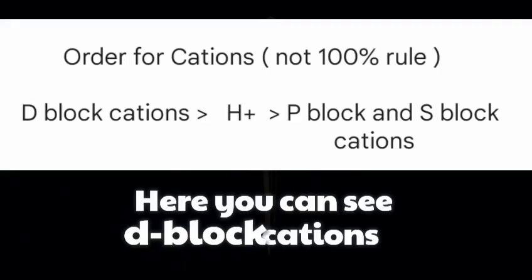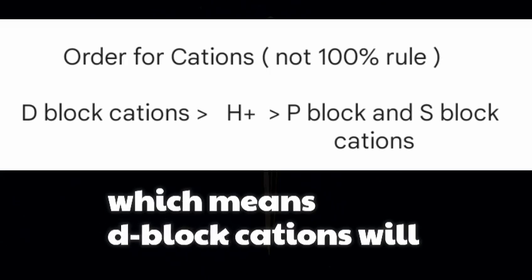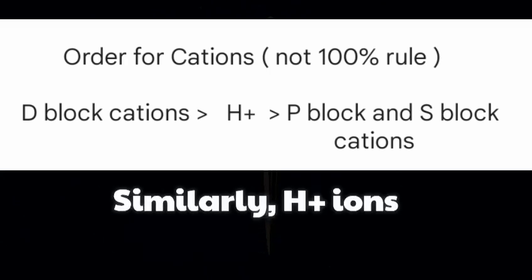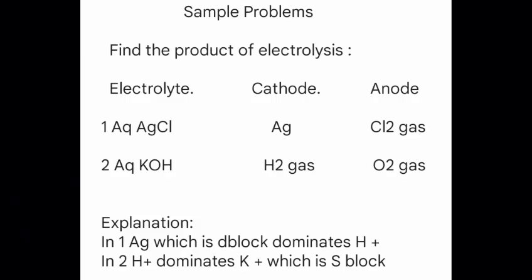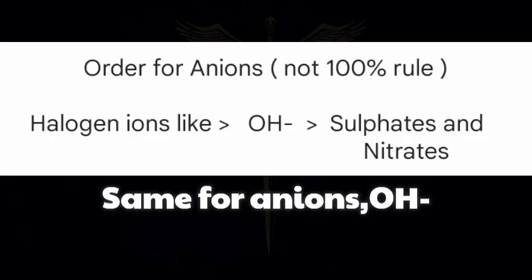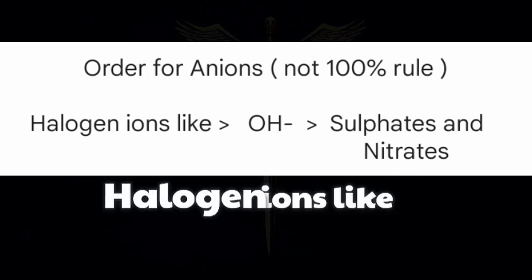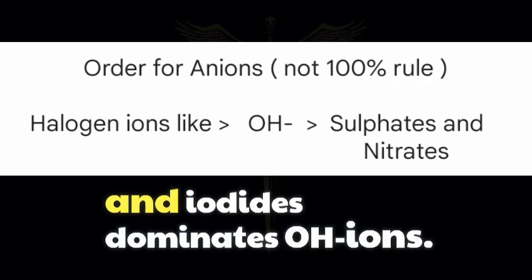Here you can see D block cations dominate H plus ions, which means D block cations will be electrolyzed at the cathode. Similarly, H plus ions dominate P block and S block cations. Same for anions, OH minus dominates nitrates and sulfate ions. Halogen ions like chloride, bromide and iodides dominate OH minus ions.